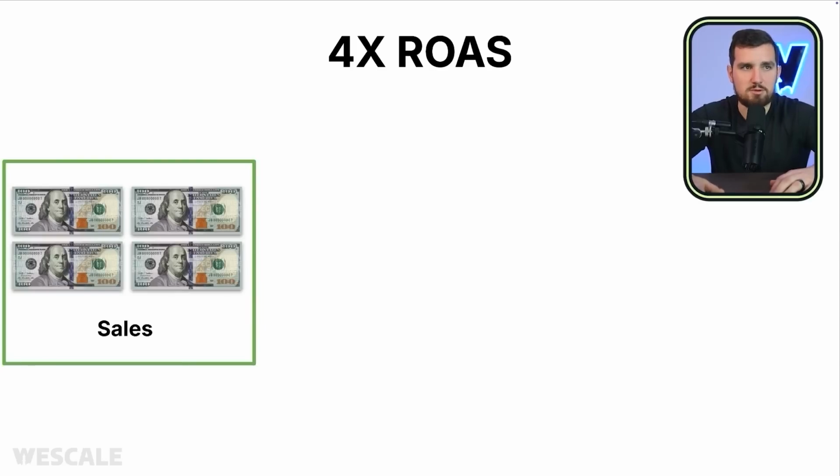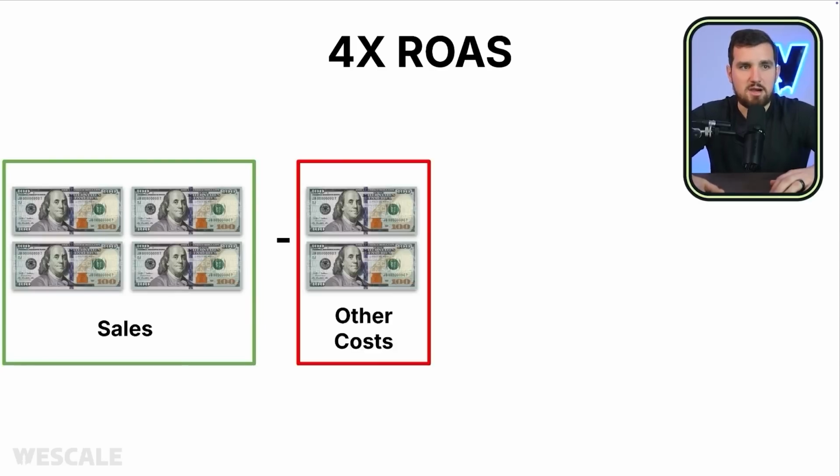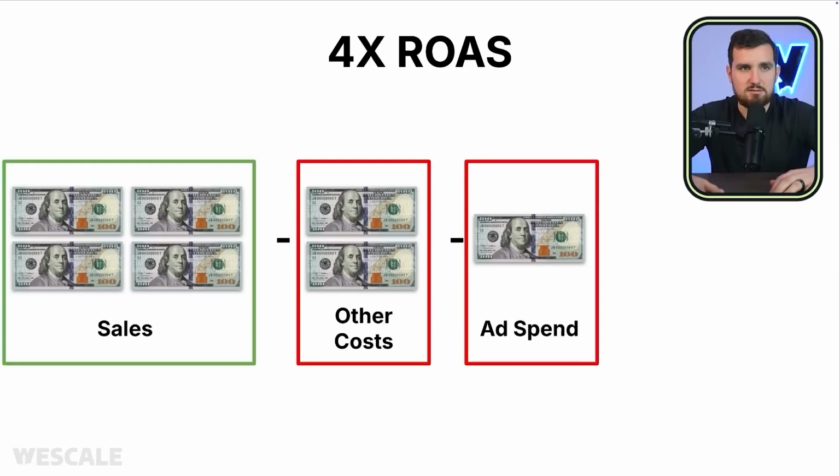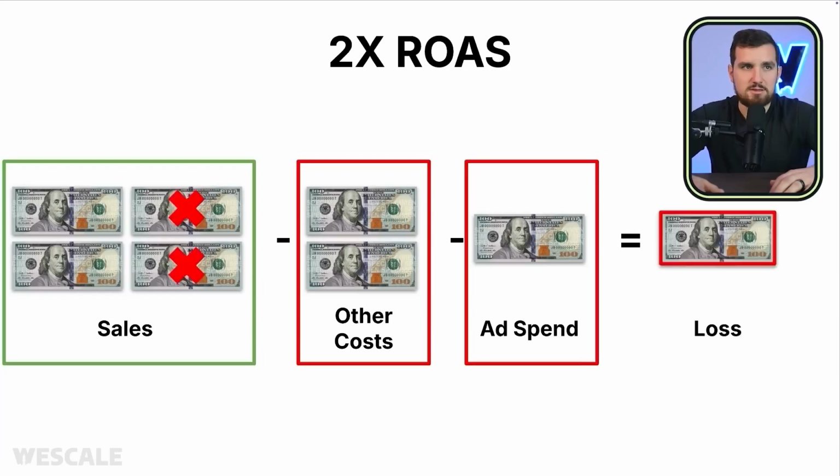If we're at a 4x ROAS and you minus out your other costs, minus your ad spend, that means you make $100 profit. But if you're at a 2x ROAS, after you take out other costs and ad spend, you're at a loss. Roughly a 2x ROAS is around break even for us. It's just to demonstrate an example.